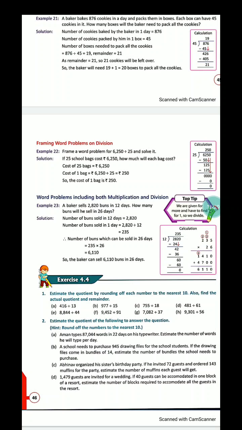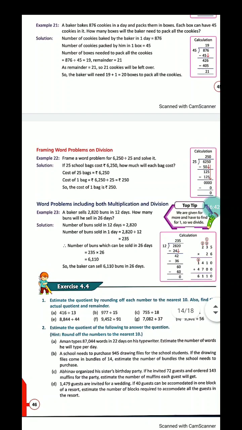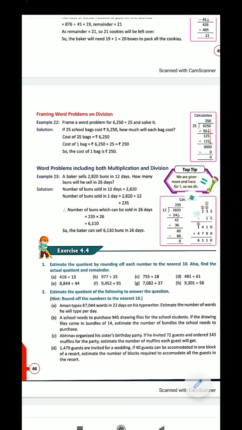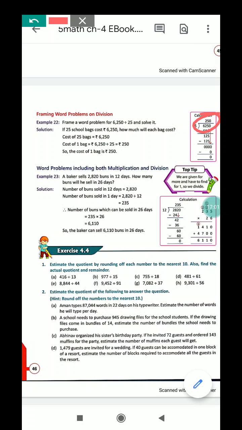If 25 school bags cost rupees 6250, how much will each bag cost? So we will start the calculation. The word problem: cost of 25 bags equals rupees 6250. Therefore, cost of one bag equals 6250 divided by 25. After doing the calculations, we have got the quotient without remainder, that is, the quotient is 250. So we will write 250. So the cost of one bag is equal to 250.